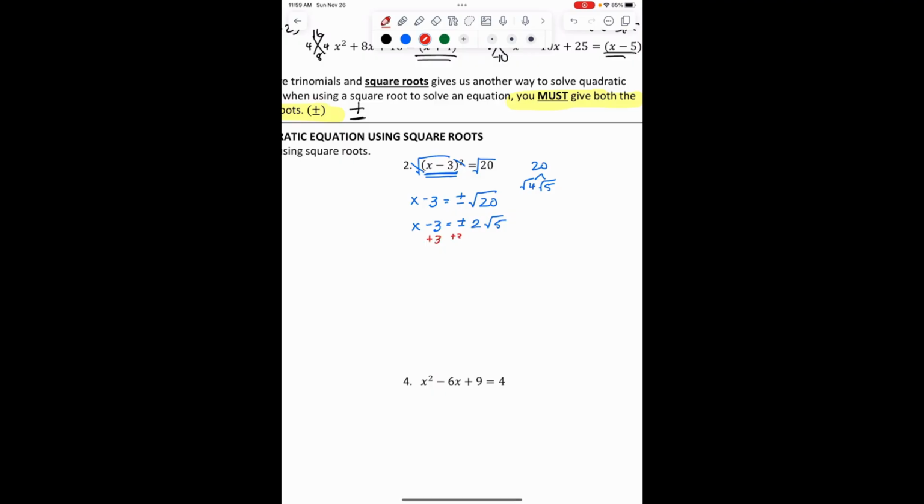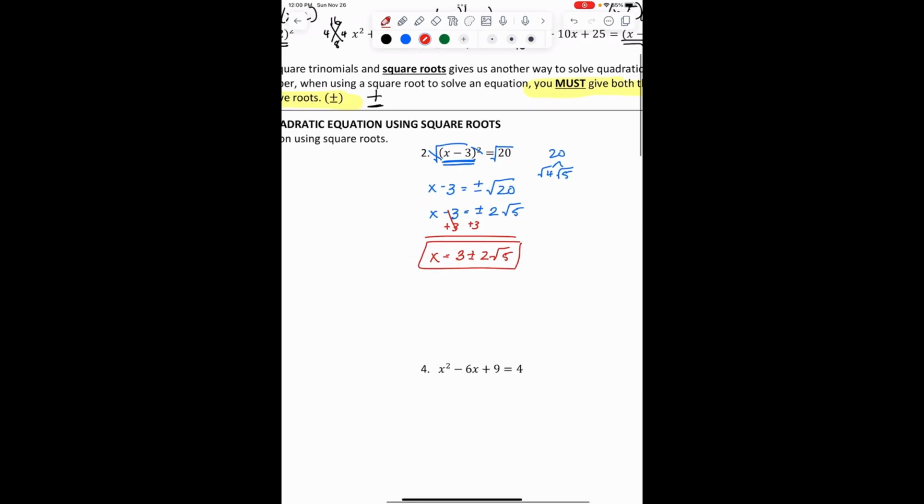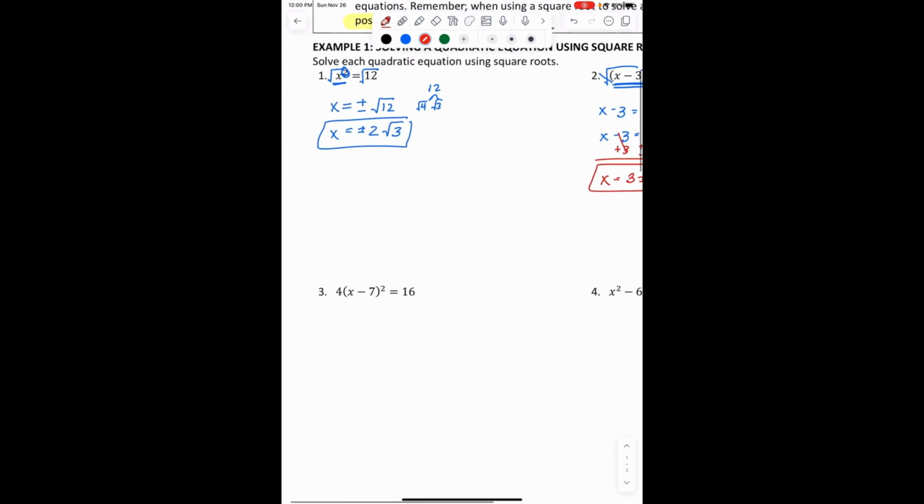So we're just going to add 3. Okay. And then that 3 just goes in front of that plus or minus. So 3 plus or minus 2 square root of 5 is going to be our answer there. Okay, be careful, we're not combining the 2 and the 3. The 3 goes in front of the plus or minus, okay?